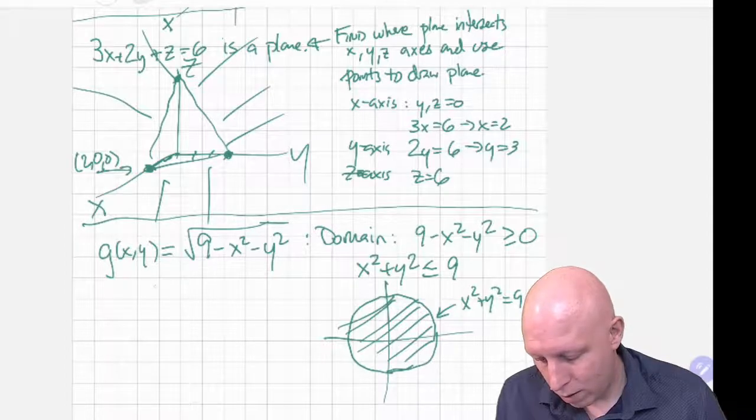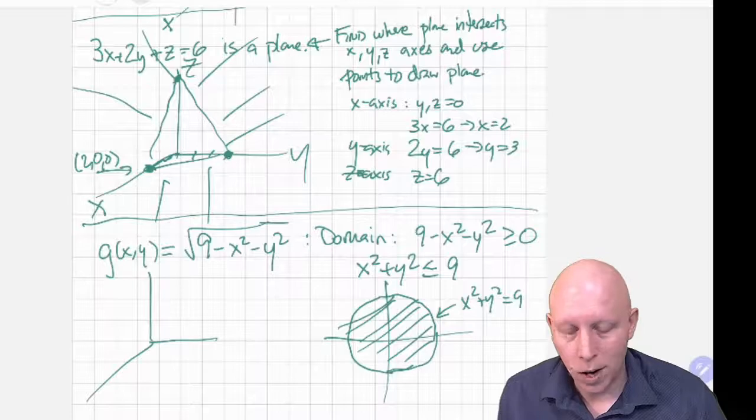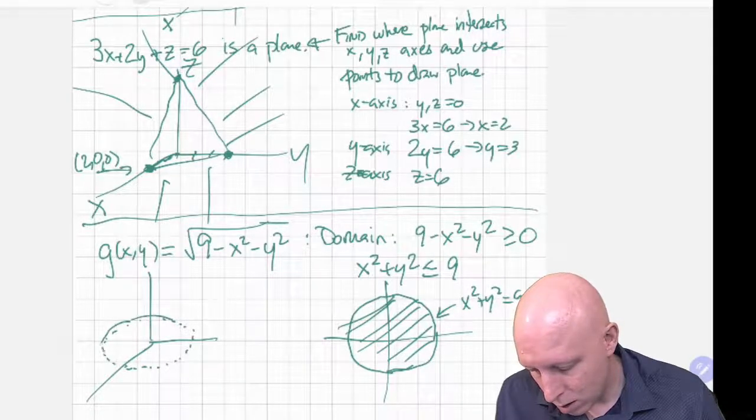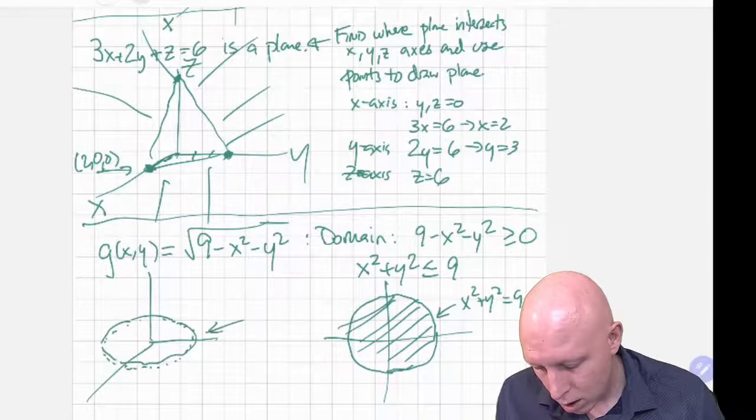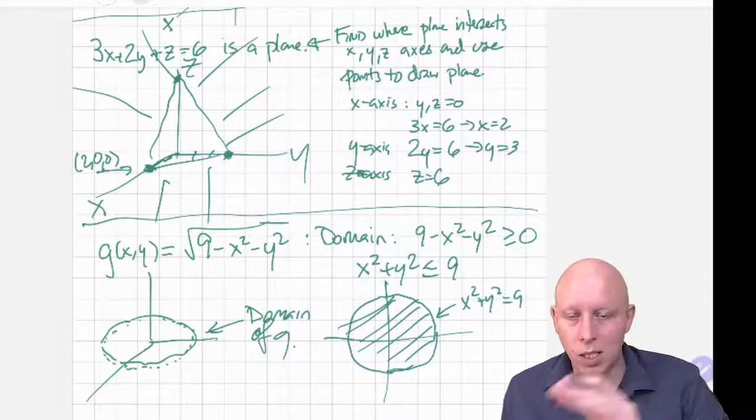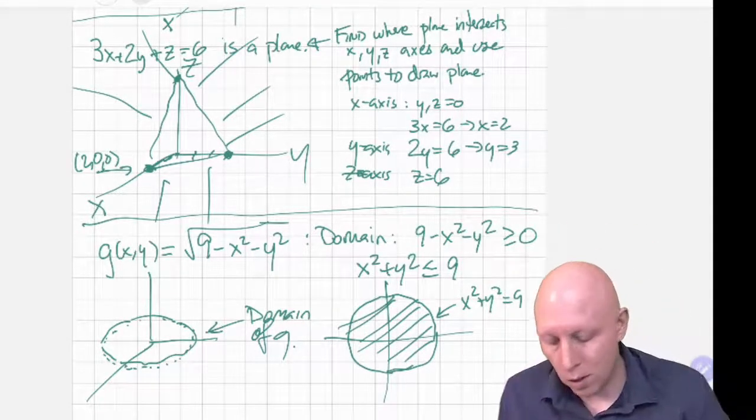So when we finally figure out what our graph looks like, the domain of this function in the xy plane is going to be this circle. The domain of g. So whatever the graph is, it's going to be lying above that circle.